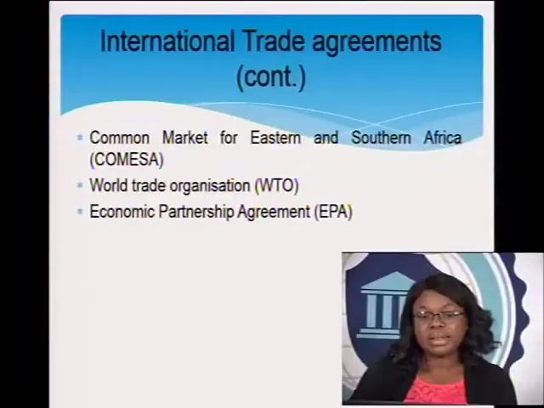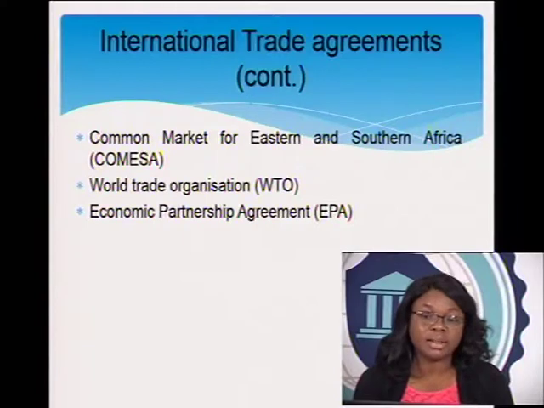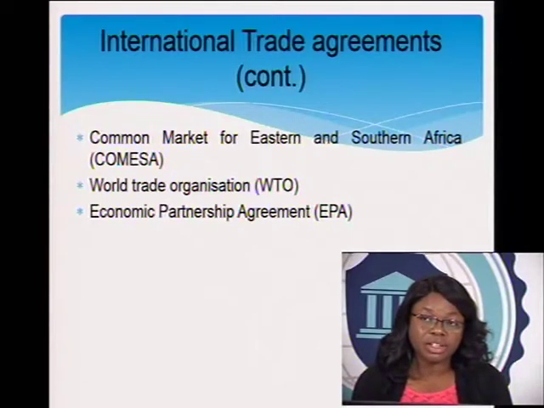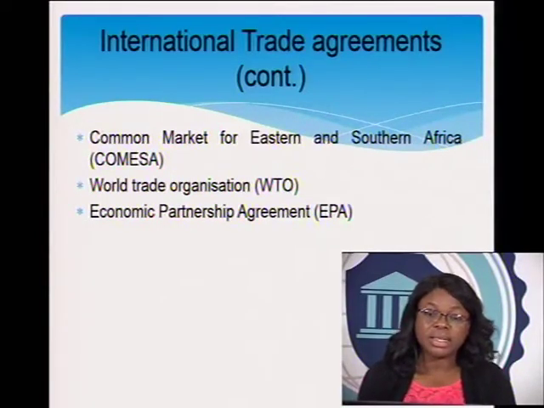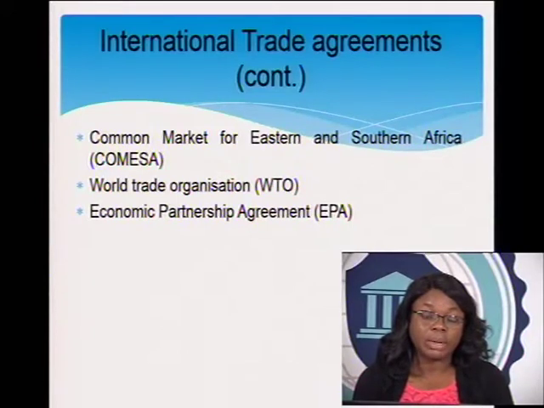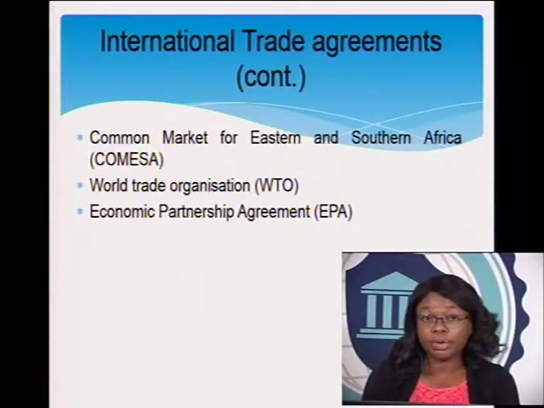Another one is COMESA, which is the Common Market for Eastern and Southern African states. Another one is the WTO, which is the World Trade Organization. And the last one is the EPA, Economic Partnership Agreement. I would like you to read up on these agreements, which Namibia is a part of.